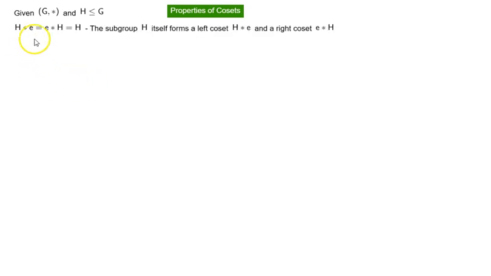Now that we have seen what cosets are and how to arrive at the left and right cosets, let's look at some properties of cosets. Given a group G under an operation and a subgroup of G, that is H, we can say H times E is equal to E times H is equal to H. That is, the subgroup H itself forms a left coset H times E and a right coset E times H.